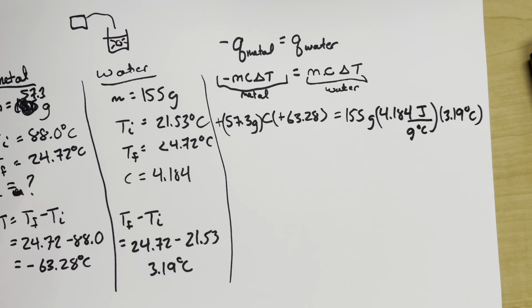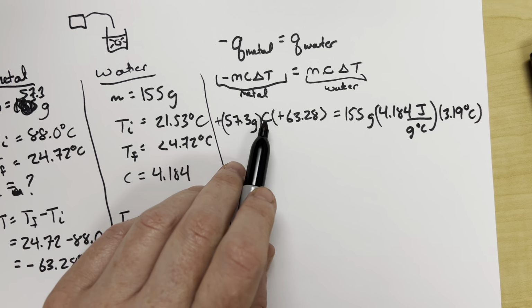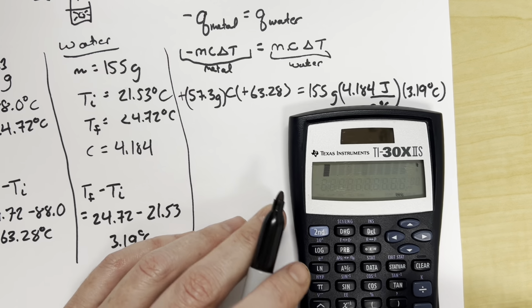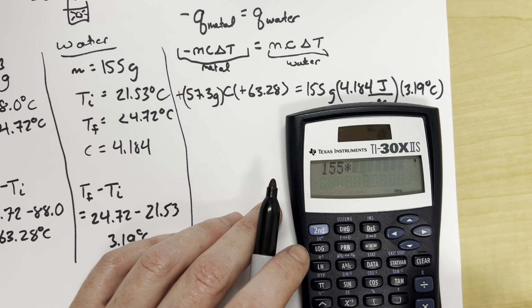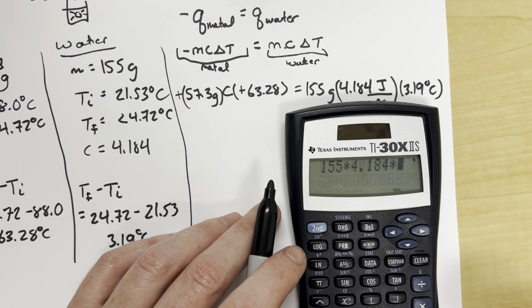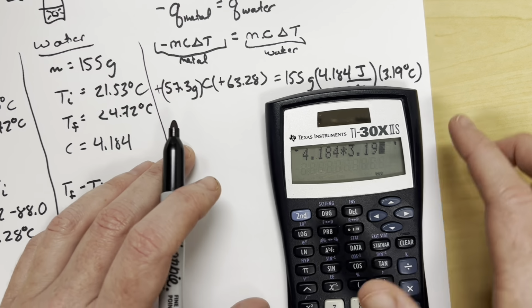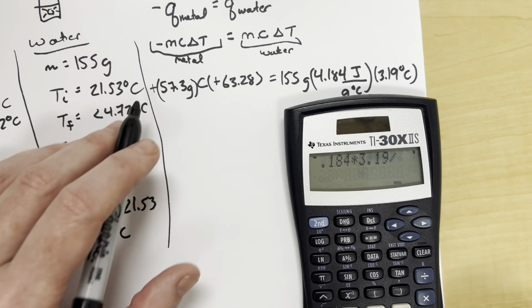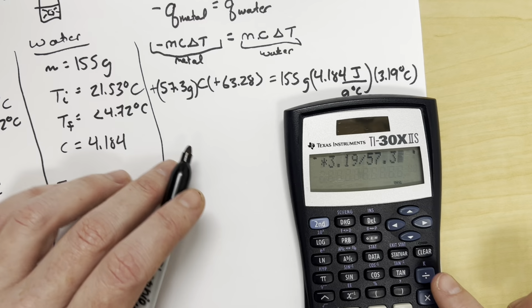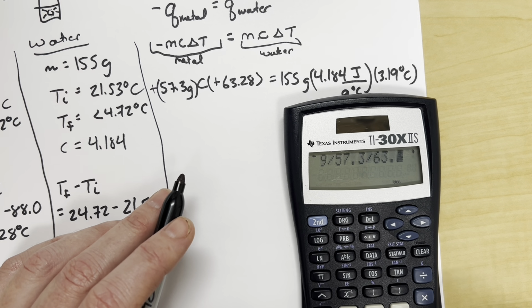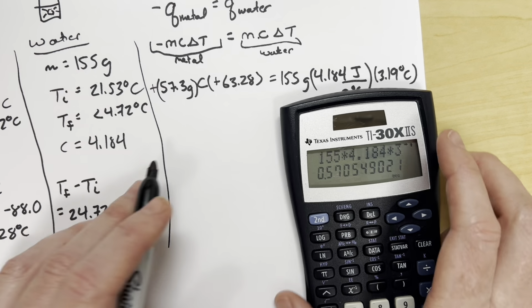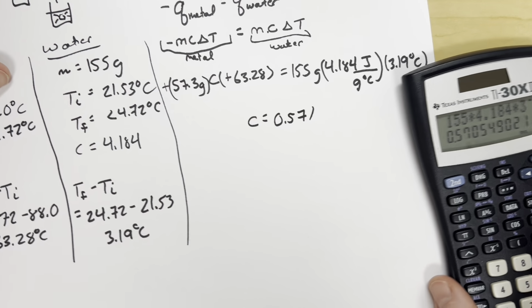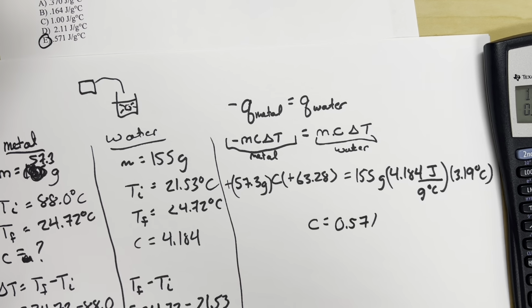All right, so we're trying to solve for this one. Remember, you start with the multiplication on this side. You do 155 times 4.184 times 3.19. Now I want to get C alone, so I'm going to divide. You could divide by either of those numbers. I'm going to divide by 57.3, and then I'm going to divide it again by 63.28 to bring the other one over. And that leaves me with C equaling 0.571, which is the answer.